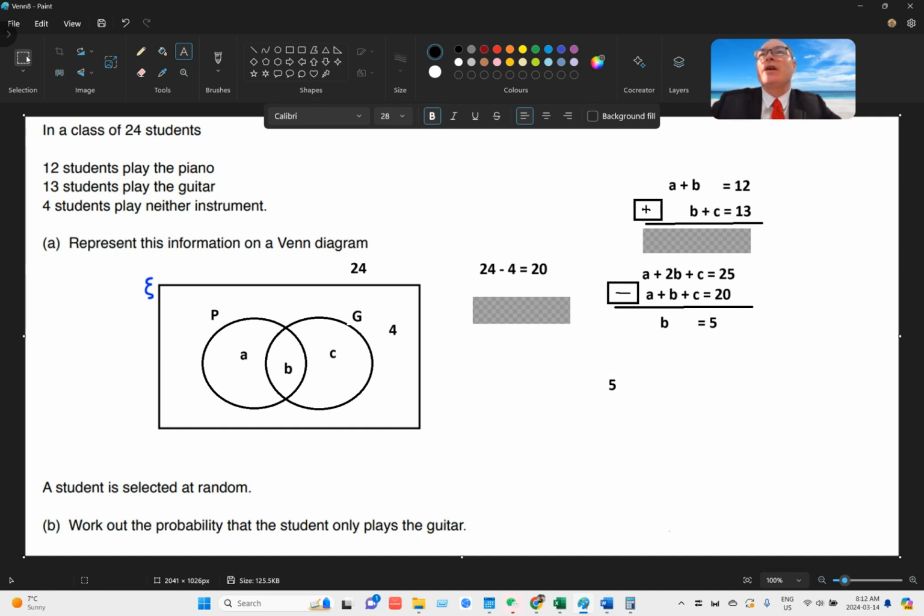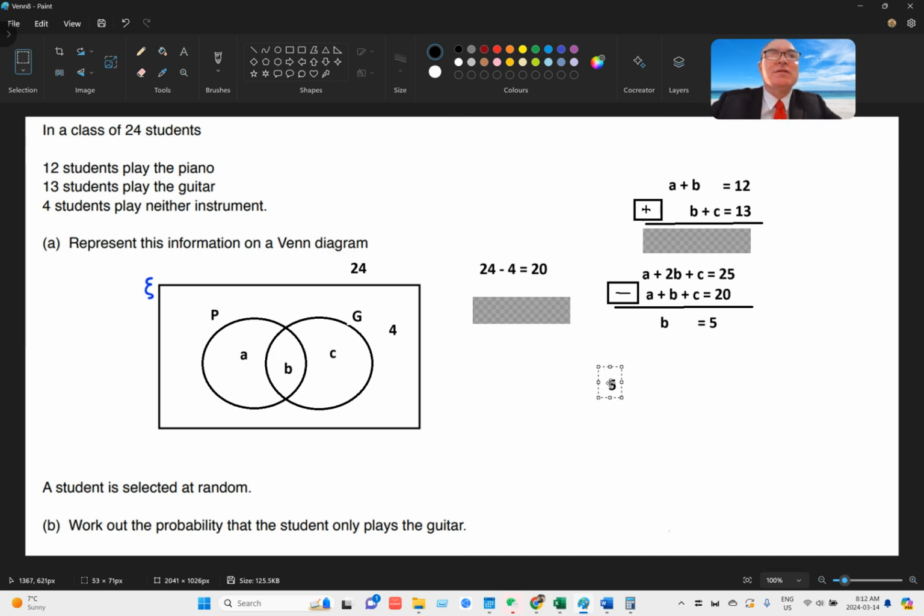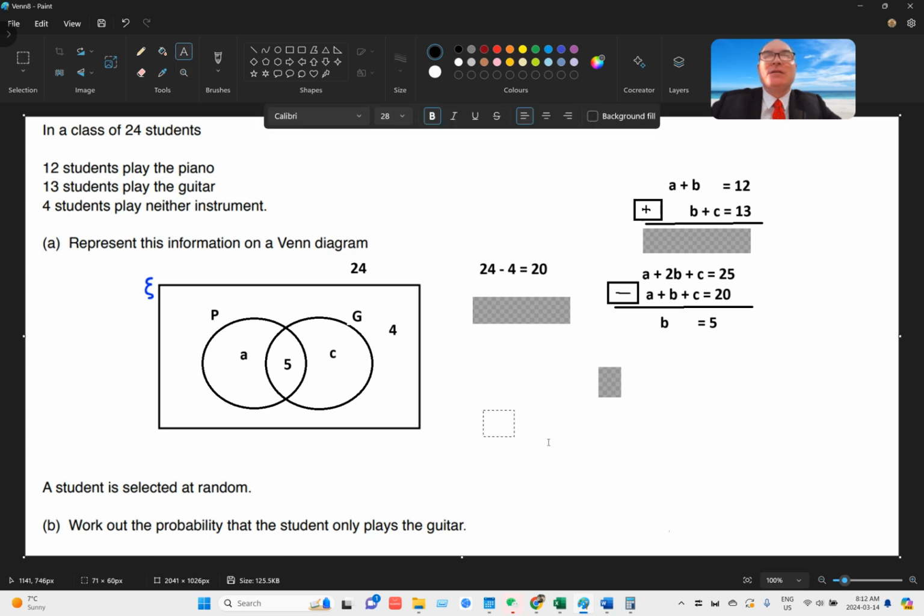I'm going to grab that 5 and put that there. Okay, now what? Well, I know that A plus 5 has to be equal to 12. Remember, up here we said 12 students play the piano, but I know that 5 play both piano and guitar. Now I just say A is equal to 12 take away 5, which is equal to 7.